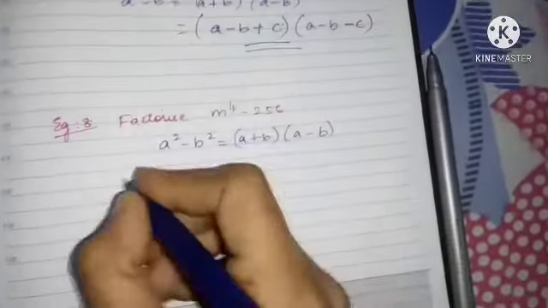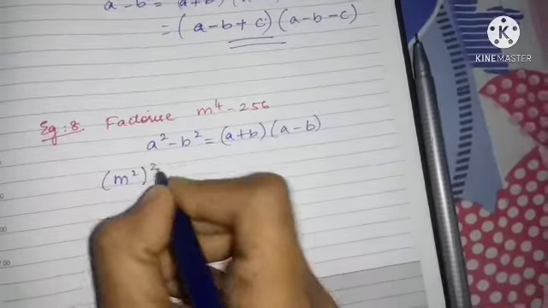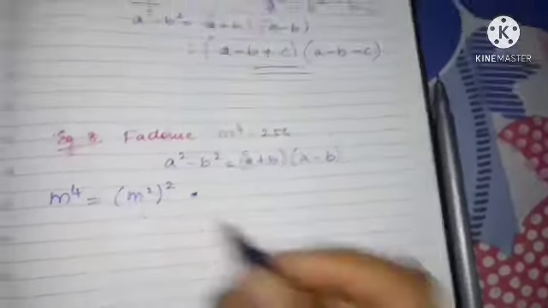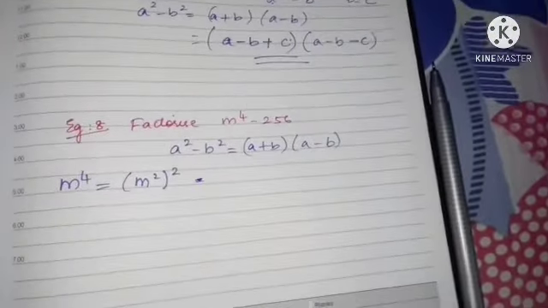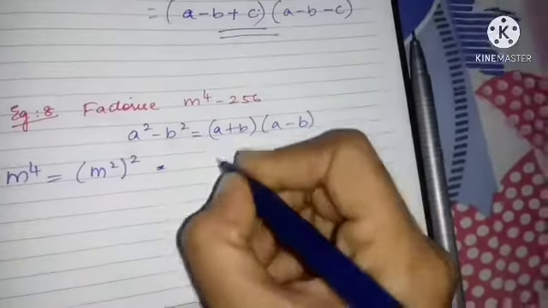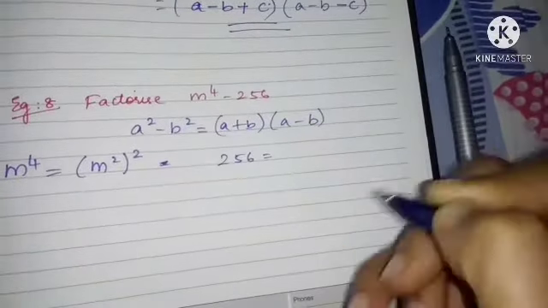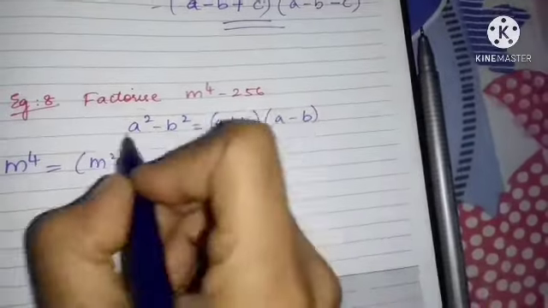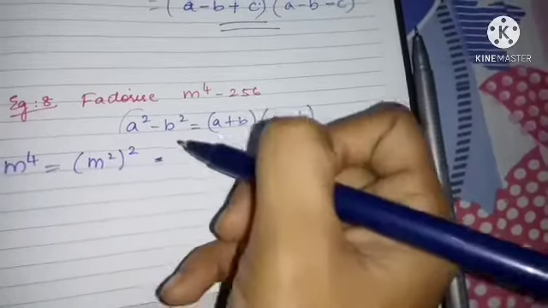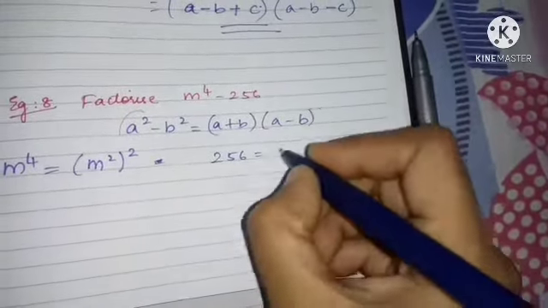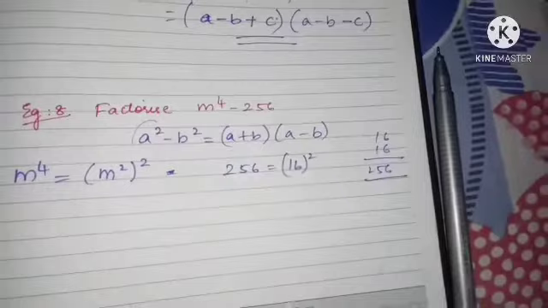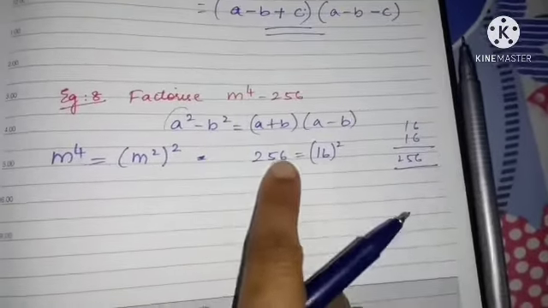Now, this m power 4, how will you write it? m square the whole square. Is it correct? m power 4 can be written as (m square) the whole square, because 2 twos are 4. Next, 256: you should write it in terms of a square, because here we need a square and b square. So m power 4 you will write as (m square) the whole square, and 256 you will write as 16 the whole square, because 16 into 16 is nothing but 256. So 256 can be written as 16 square.